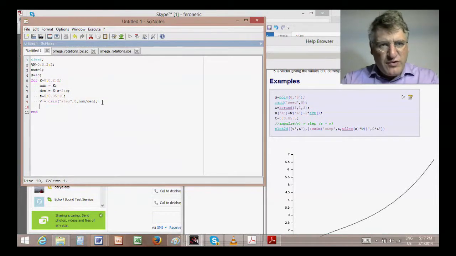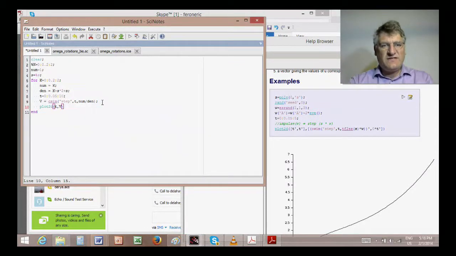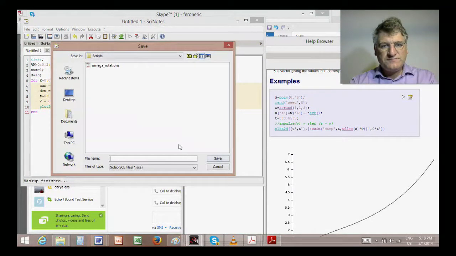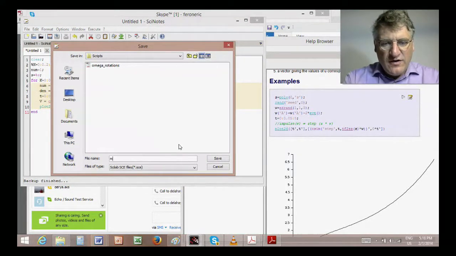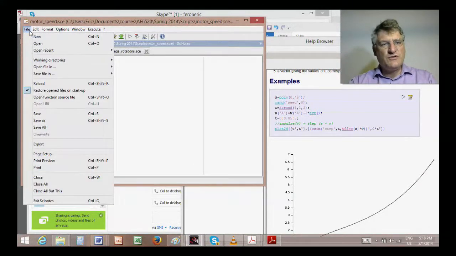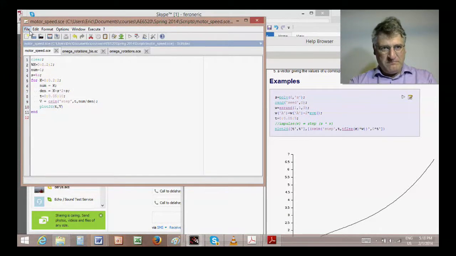We then ask to plot in 2 dimensions t, comma, v. That is the output speed as a function of t. Now let's pray it's going to work. When I call this motor speed, normally if this system works, we should obtain as a response v, which eventually reaches 1.